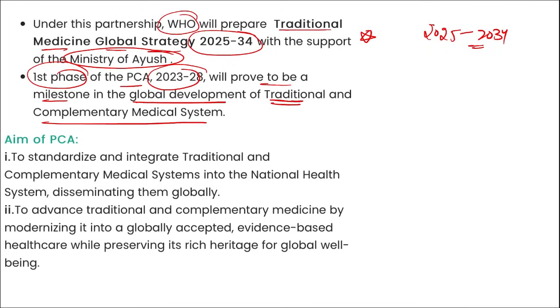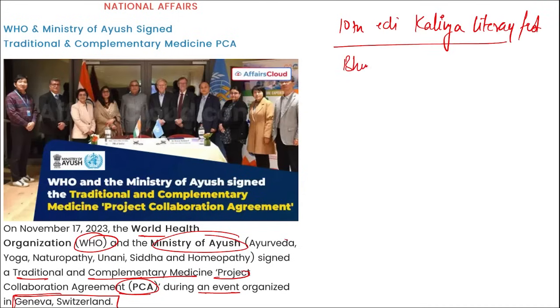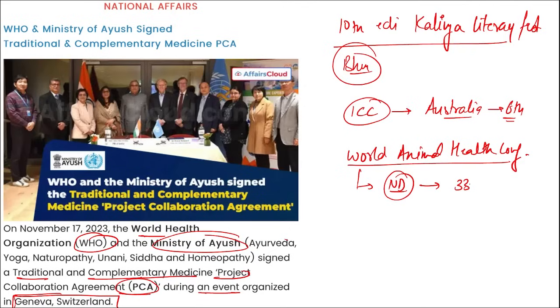Next thing friends, remember, tell me where was the 10th edition of the Kalinga Literary Festival held? It was held in Bhubaneswar. Who won the ICC Men's World Cup? It was won by Australia, and this is their 6th title. Then World Animal Health Conference. This World Animal Health Conference, where was this held and which edition of this was held recently? So this was held in New Delhi and it was the 33rd edition of the World Animal Health Conference.